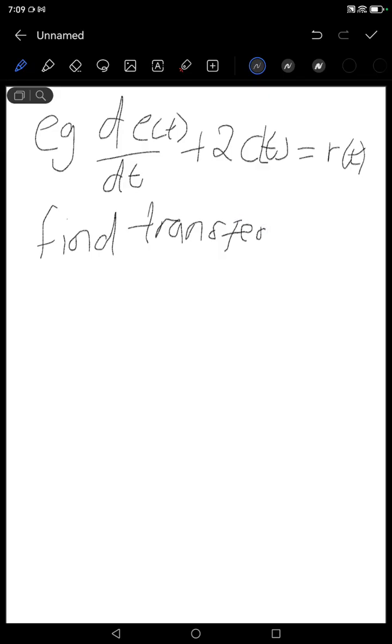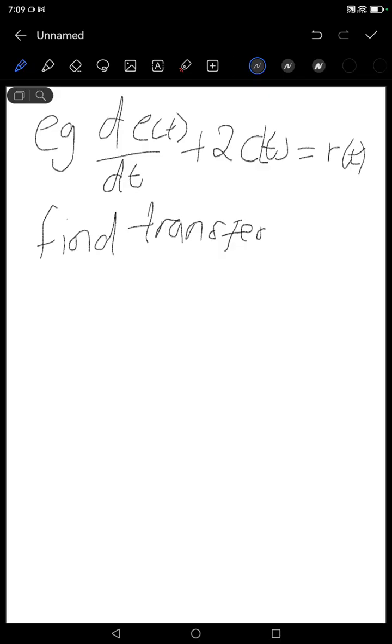This is an example: dc(t)/dt plus 2c(t) is equal to r(t). And then here they say find the transfer function. So what you're going to do here, you're going to introduce the Laplace.